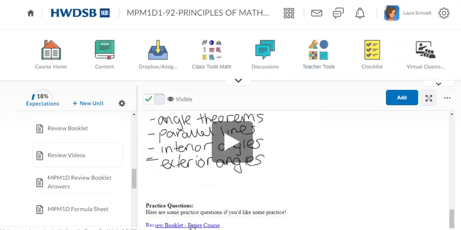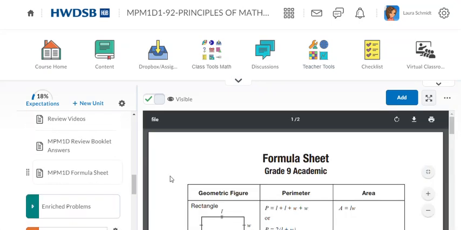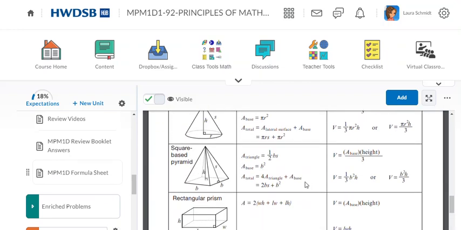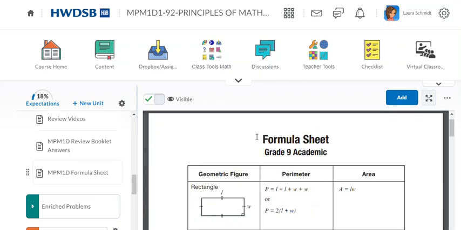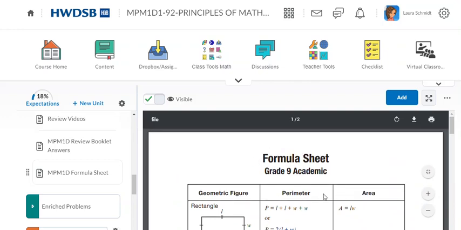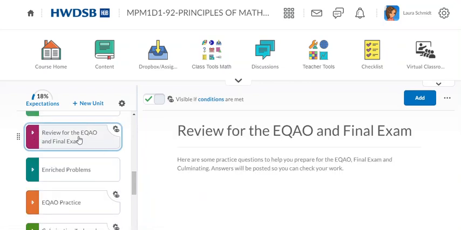Yeah. So then I also put a link to this entire course review booklet, which is the exact same one that's here. This formula sheet that's in here is the formula sheet that EQAO will provide for you. So EQAO actually gives you this formula sheet. You don't need to bring it to the EQAO, but you'll need this for the final exam. This is the only formula sheet you're allowed on the final exam. So you will want to print this out probably and have it with you during the final exam. So that section is a really good review for the EQAO and final exam.